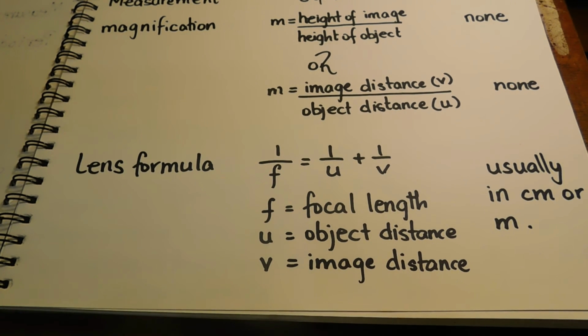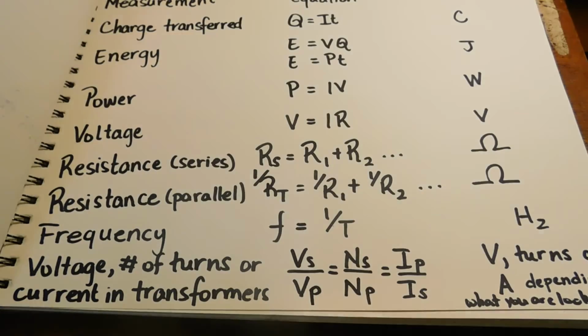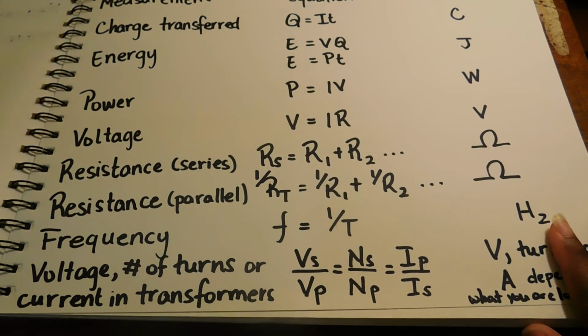Then you have a lens formula with 1 over F is equal to 1 over U plus 1 over V. And you know what V and U are. F is equal to the focal length. And you usually have units in centimeters or meters. Pretty much that's the end of waves.